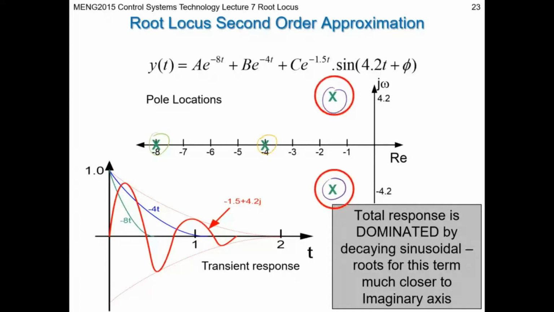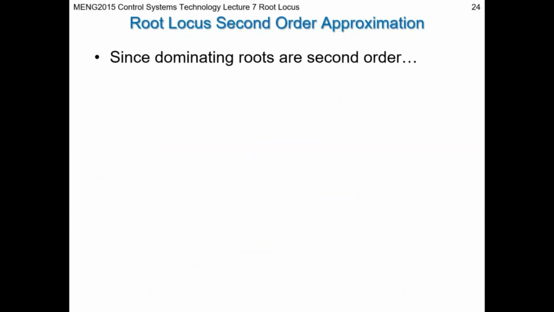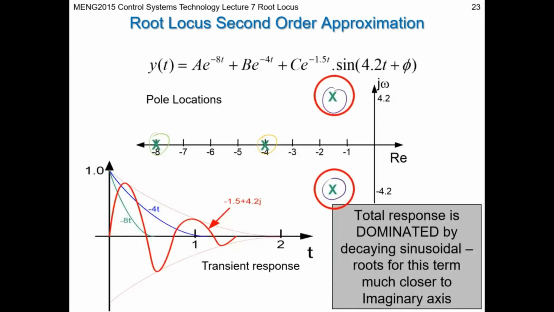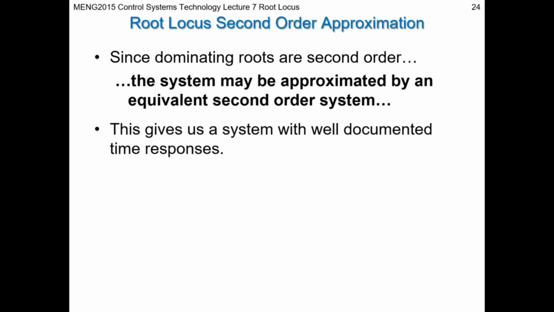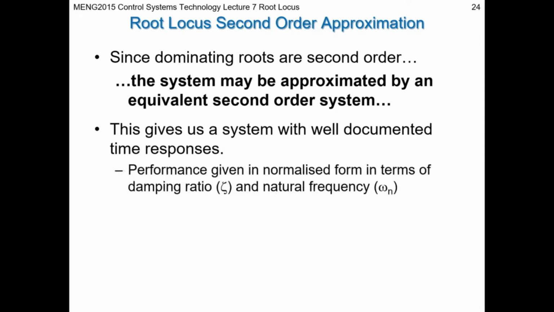Now flashing red. And since the dominating roots are second order, you do still get some effect from the orange and the green, but the purple, flashing red ones, basically you could approximate the system to being second order because those roots are the most important in the response. So we could say that since the dominating roots are those second order ones, the system can be approximated to an equivalent second order system. And this gives us a nice system with a well-documented time response, right?